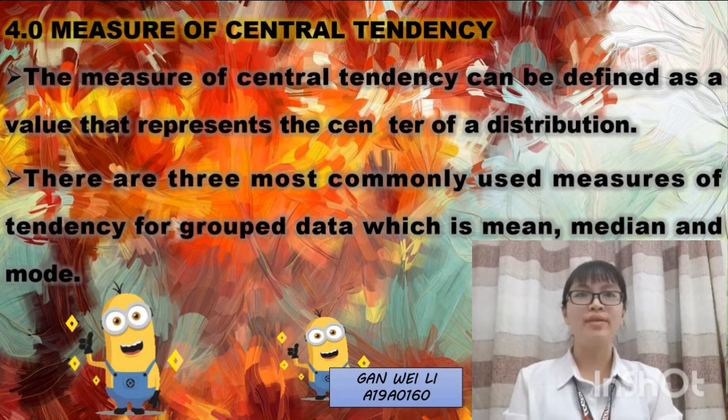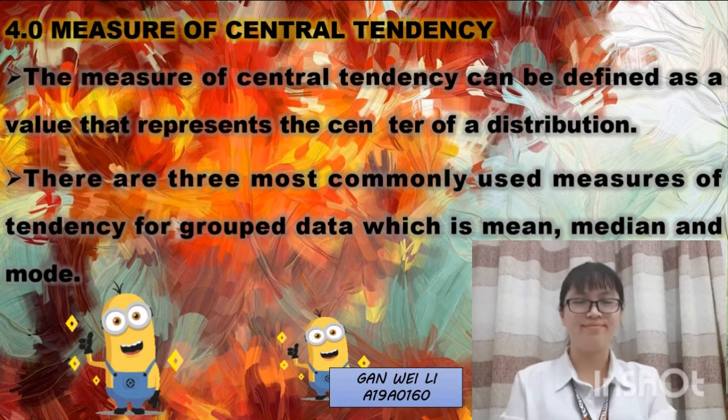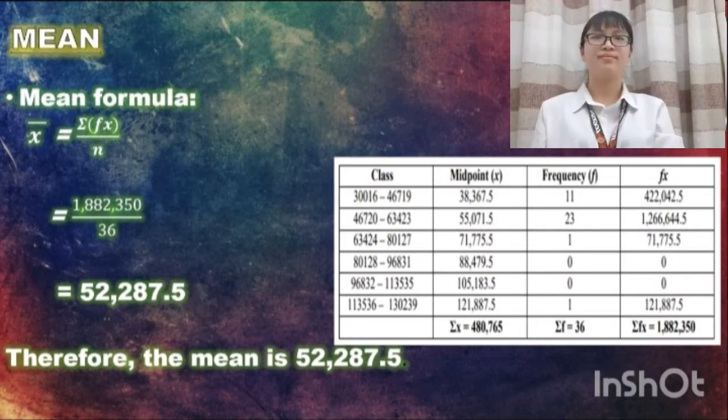Next, I will explain the measure of central tendency. Measure of central tendency can be defined as a value that represents the center of a distribution. There are three most commonly used measures of central tendency for grouped data, which are mean, median, and mode. I will explain mean. Mean is the sum of the data entries divided by the number of entries. The mean can be calculated using the following formula. So we can get the mean, which is 5228.75.